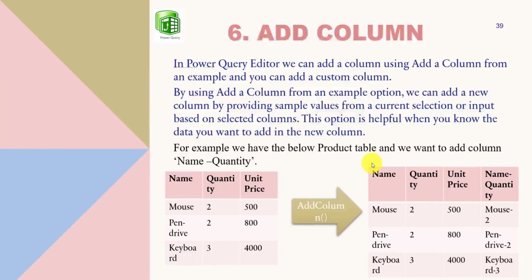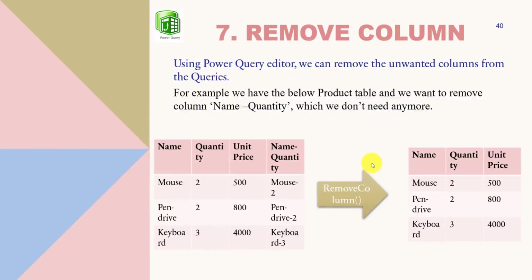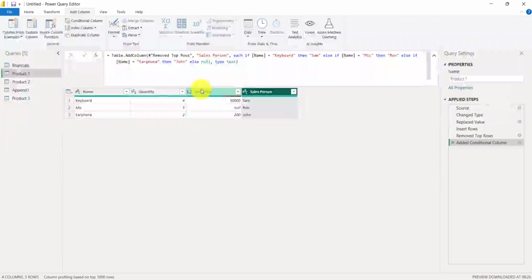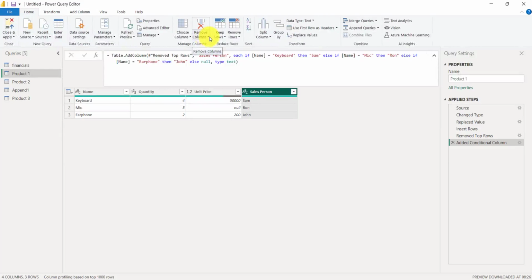So another functionality is remove column. Using Power Query Editor, we can remove the unwanted columns from the queries. For this, we will navigate to the remove column option. Let's say we want to remove only this column, salesperson. So how can we remove it? Go to Home, select, and here you can see the remove column option. The first option is remove columns.